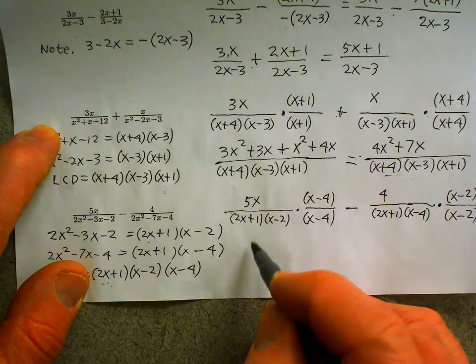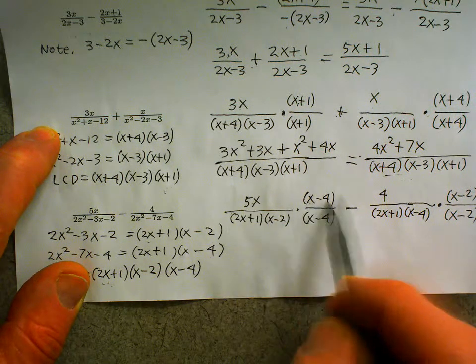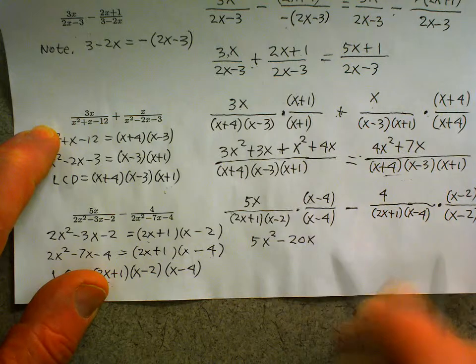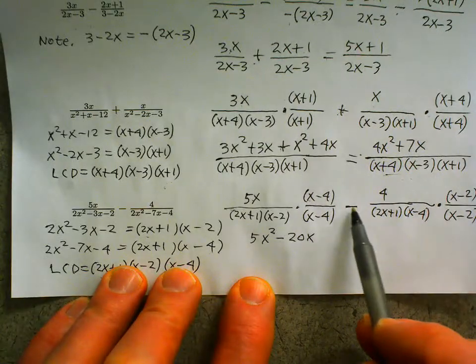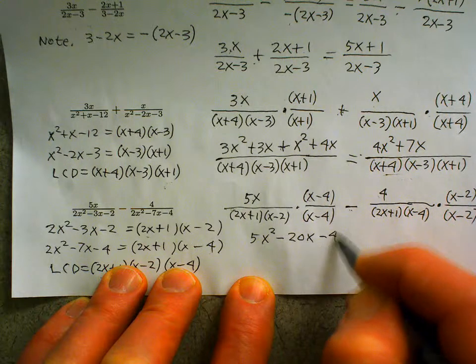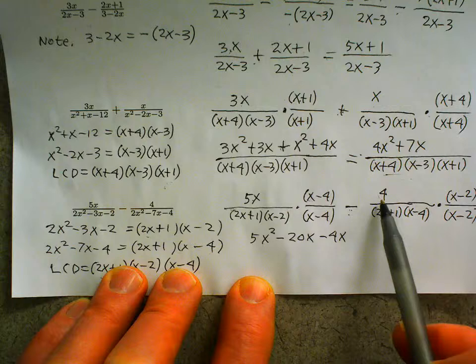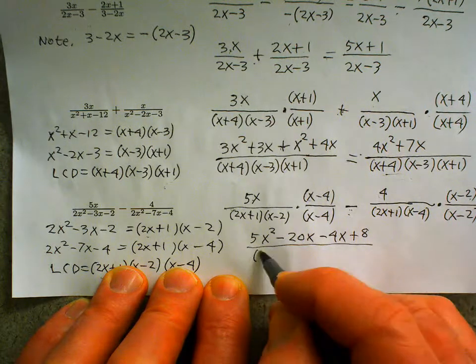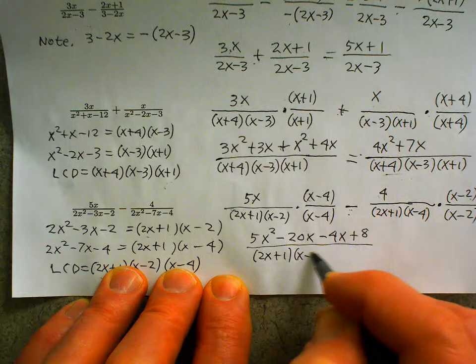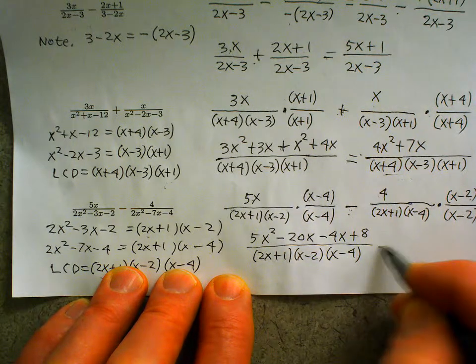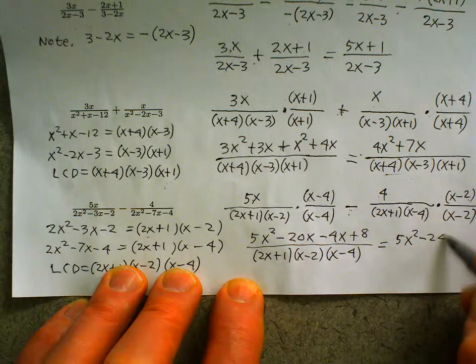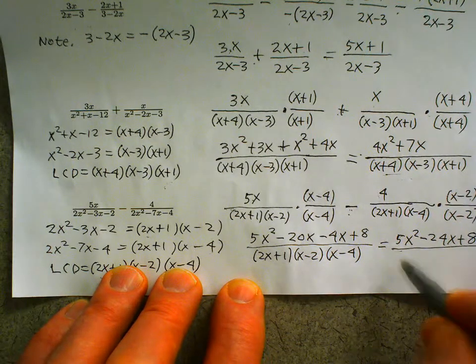Okay, so space is getting a little tight. In the numerator, 5x times x minus 4 is 5x squared minus 20x. And then we have to subtract 4 times the quantity x minus 2. So we have to subtract 4x, so minus 4x. But we also have to subtract negative 8, which is the same as adding 8 over the common denominator. And we can combine like terms, so the numerator becomes 5x squared minus 24x plus 8 over the common denominator.